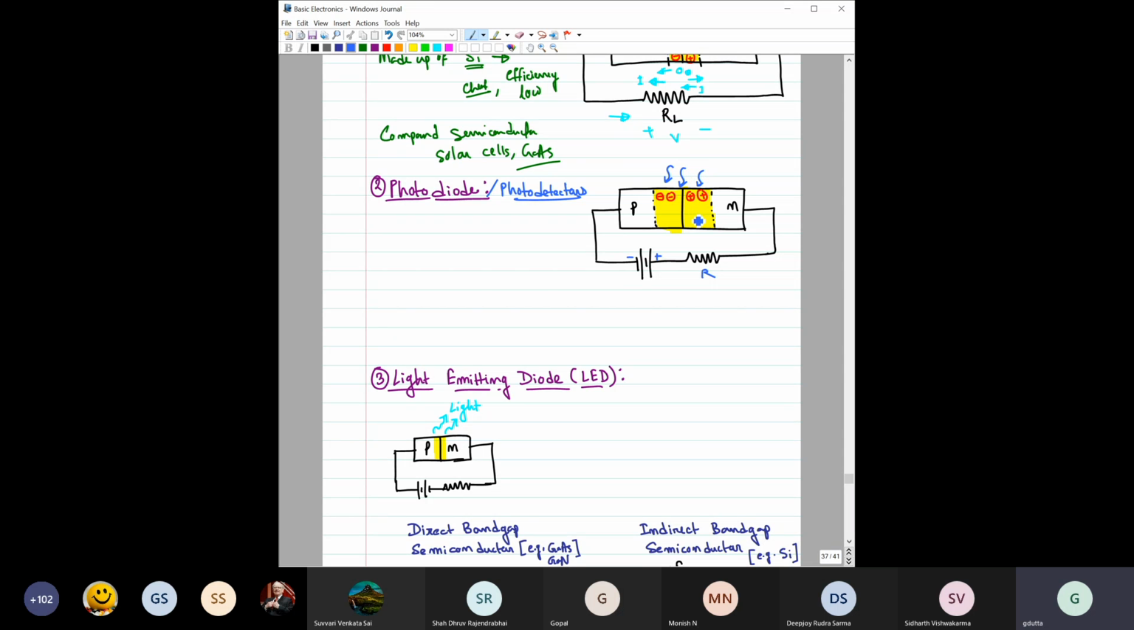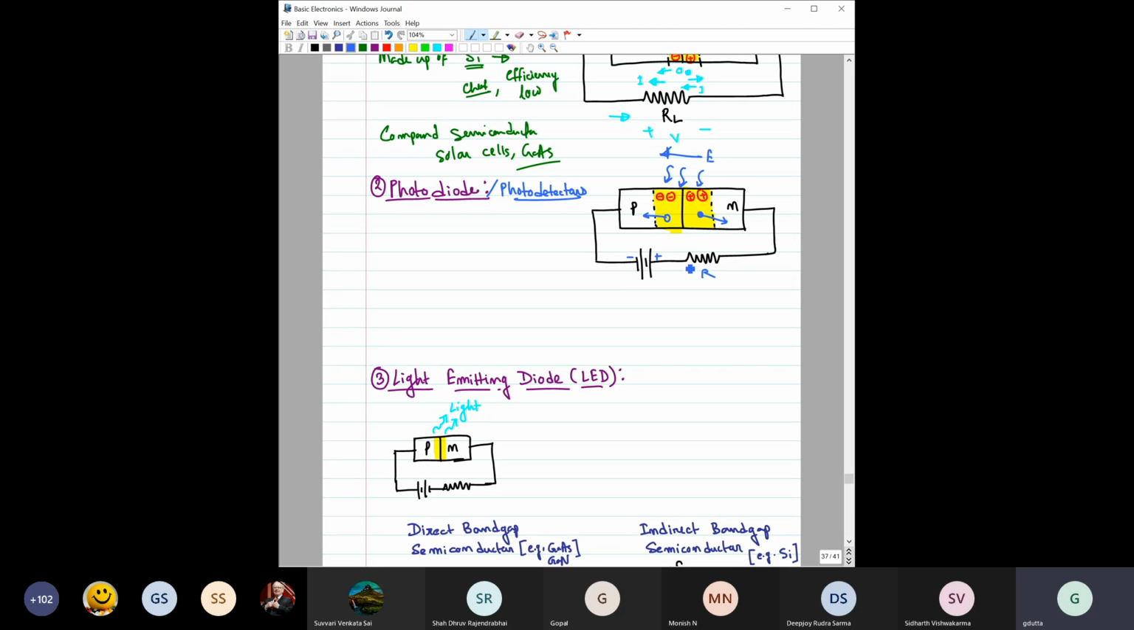Electron hole pair generation will happen, and now the electric field is much more compared to the solar cell, right? Because here you have applied an additional external battery, so the magnitude of the electric field would be much higher compared to the solar cell. Whenever an electron hole pair is generated, it will immediately get separated because of this electric field.